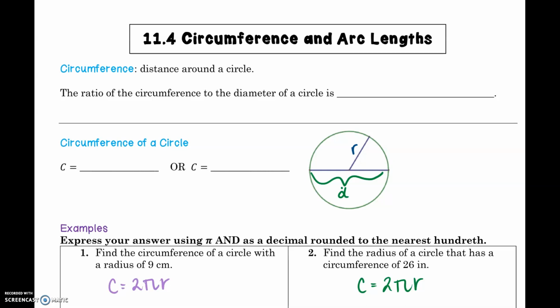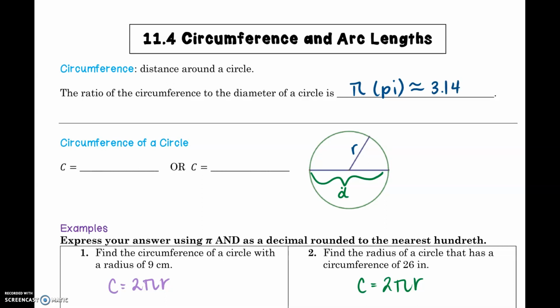Today we are going to start 11.4, circumference and arc length. Circumference is the distance around a circle. The ratio of the circumference to the diameter of the circle is pi. And we represent pi as about 3.14.